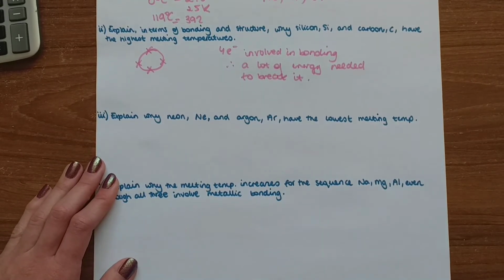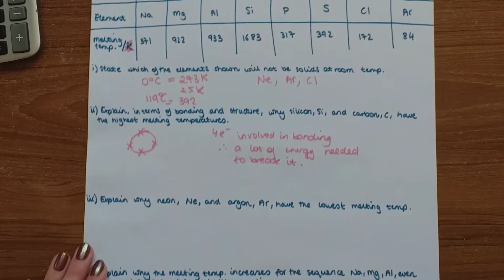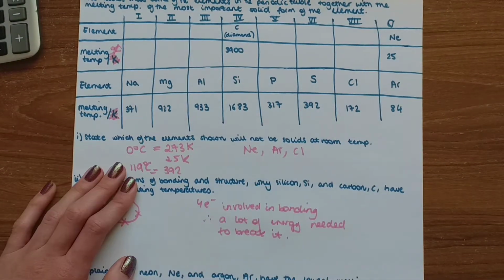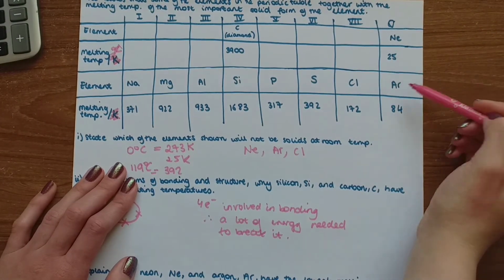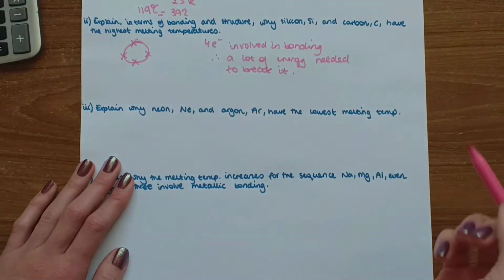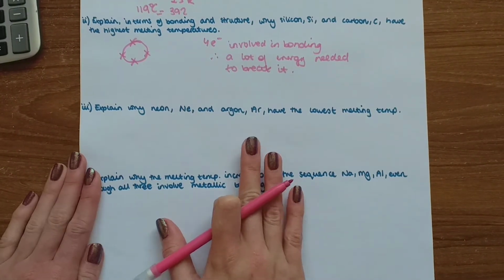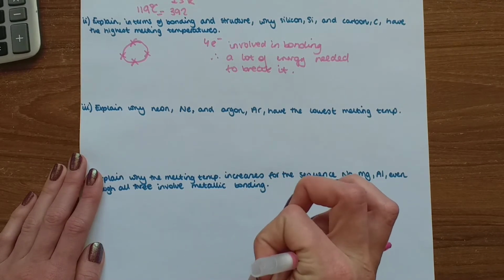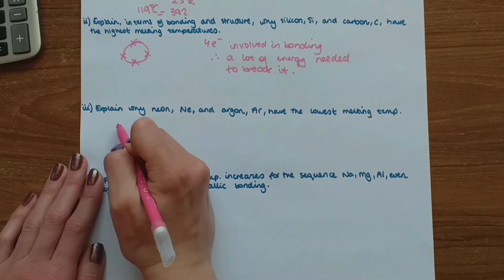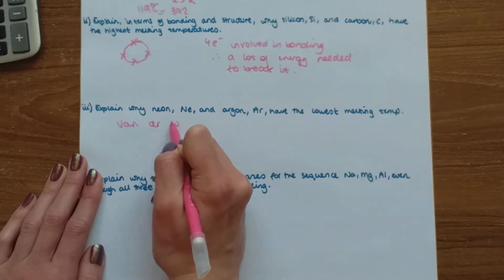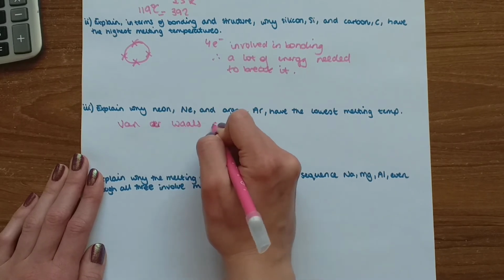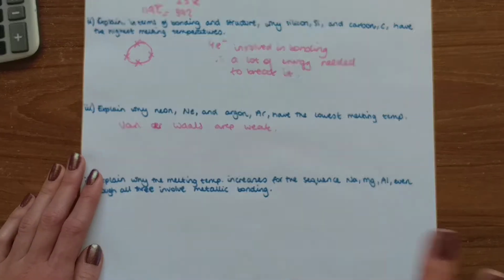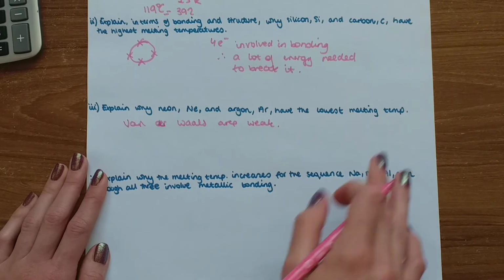Next part. Explain why neon and argon have the lowest melting temperatures. So here's our neon and here's our argon. As you know, from the periodic table, neon and argon are both in group 8 or group 0, however you want to call it. That means they have a full shell of electrons, so they don't react with anything else. So the only forces that are holding it together are the van der Waals forces. And van der Waals forces are weak. They are the weakest forces. So they're going to be easy to break, so they're going to have the lowest melting temperature.